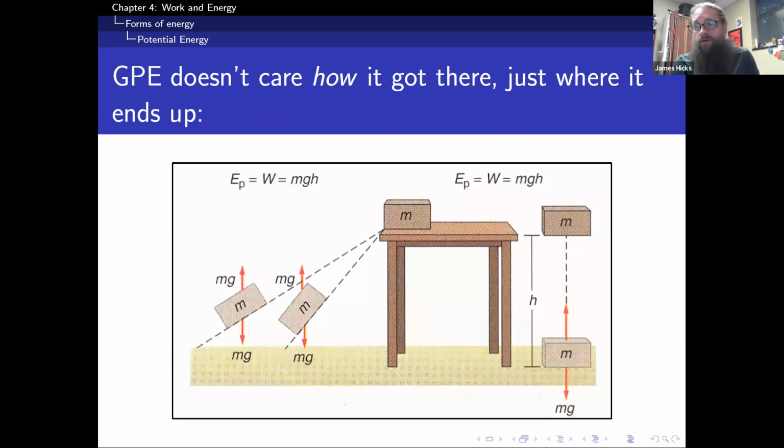One interesting thing about gravitational potential energy: whenever we're giving something gravitational potential energy by lifting it up, it doesn't care how we lifted it up, just the difference between the start and the end point. So in this cartoon here, if I slid this object up a ramp versus lifting it straight up, in both cases, it's changed the same potential energy.